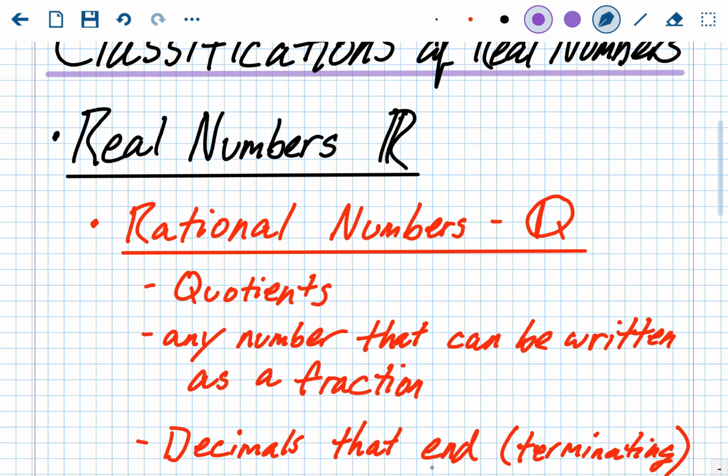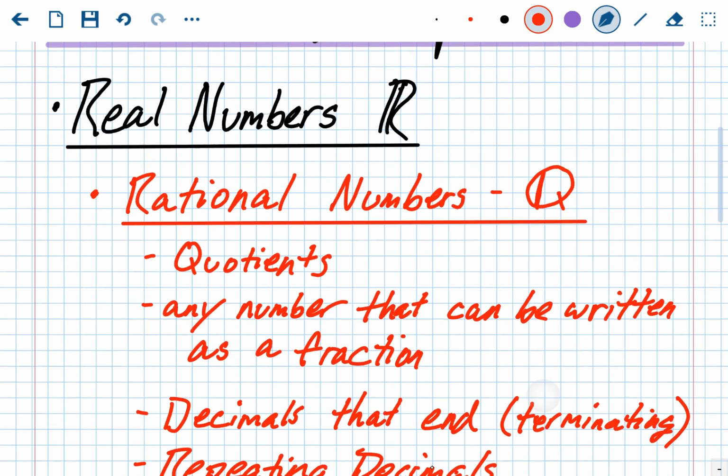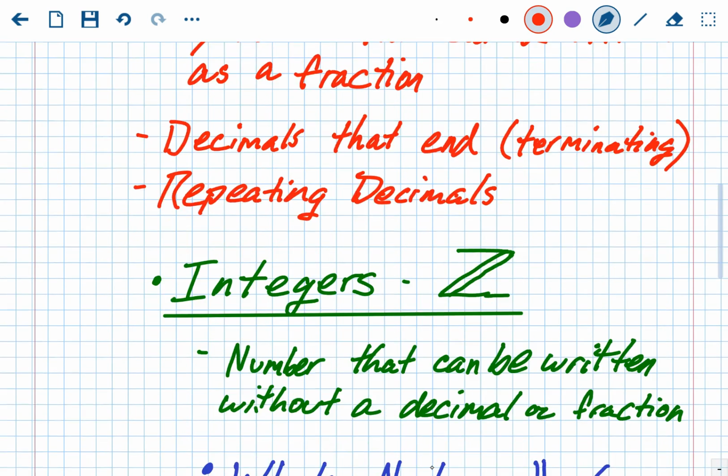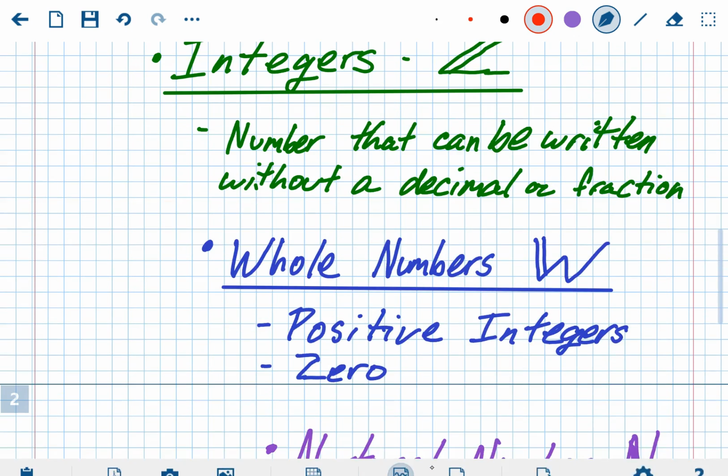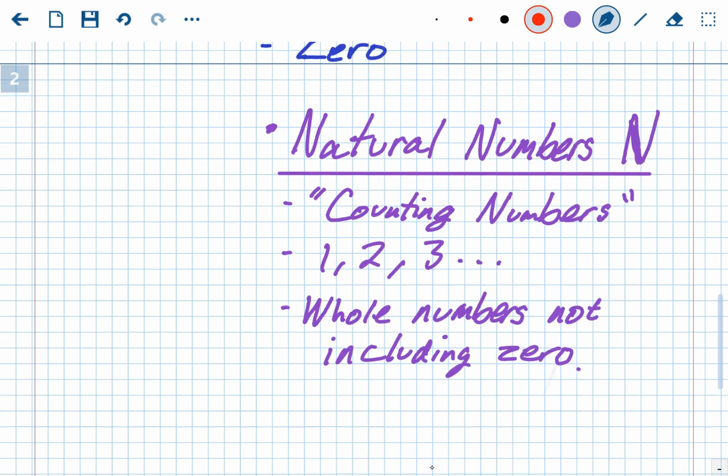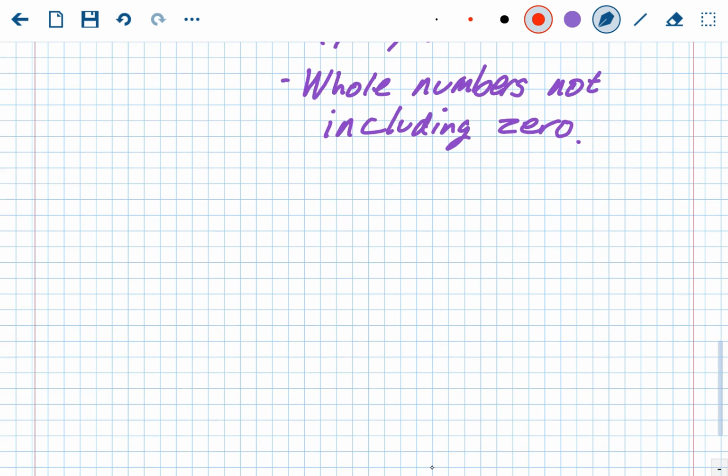All right, so again, all of those categories are kind of nested into each other. So not all rational numbers are integers, not all rational numbers are whole numbers, but going backwards is true. All whole numbers are rational. All whole numbers are integers.